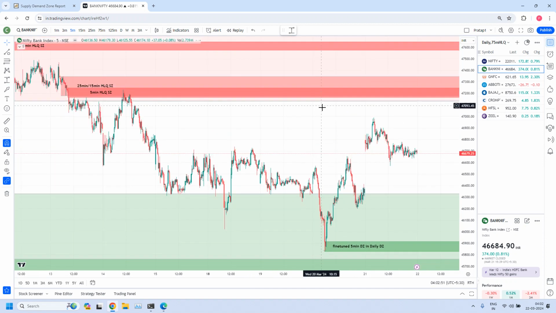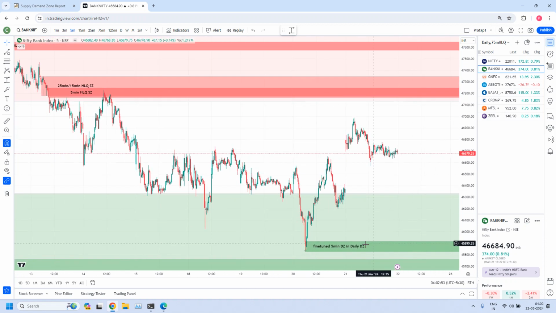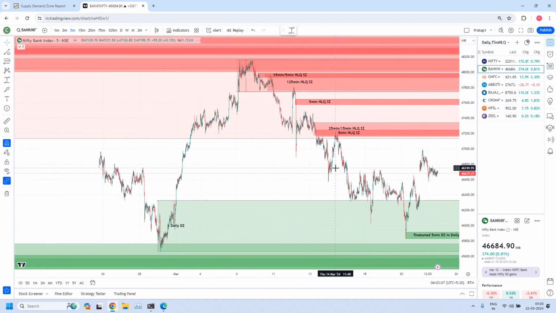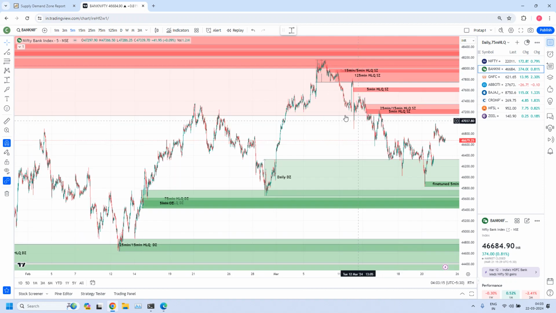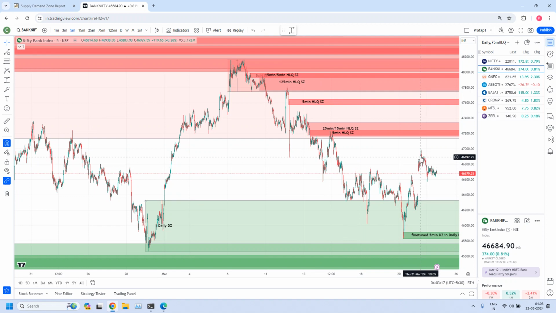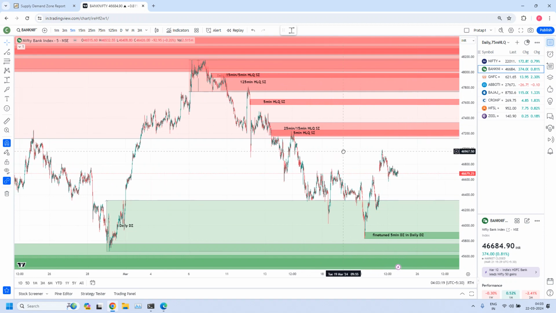See the ranges now. What kind of ranges? It looks like the range is from here to here, from this 5 minutes high liquidity supply zone to this fine-tuned 5 minutes demand zone in the daily supply zone. What is this? This is again a daily supply zone. This entire area is a daily supply zone. Inside the daily supply zone, this order flow is there. And now prices are yet to enter into this daily supply zone.